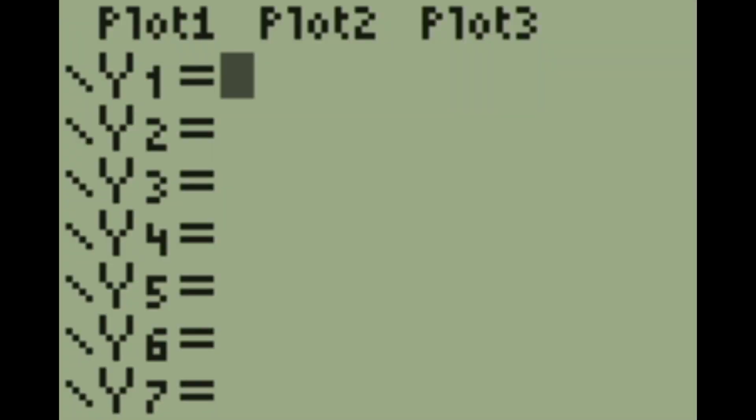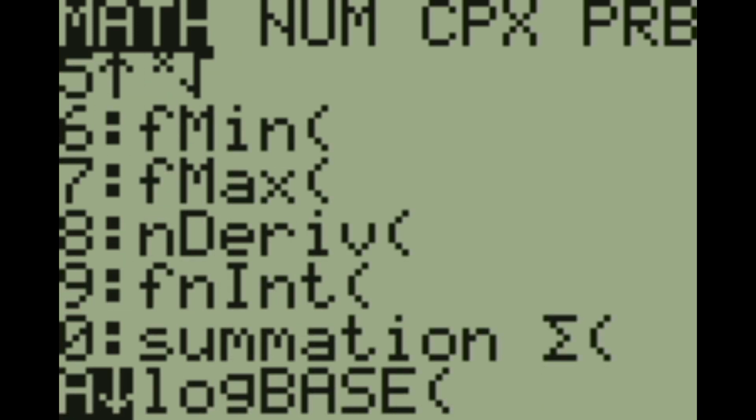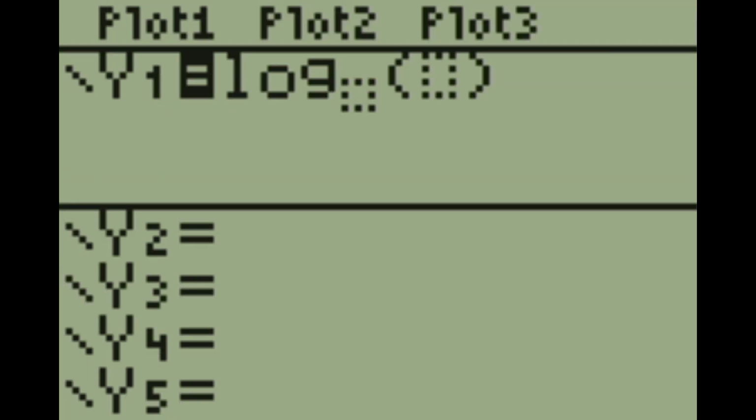To input a logarithmic function with a different base, you need to go to Math on your calculator and go all the way down to letter A, where it says log base. And it's going to let you have the option to input a base other than 10. So go ahead and plug in log base 2 of x. And then you're going to hit second graph.